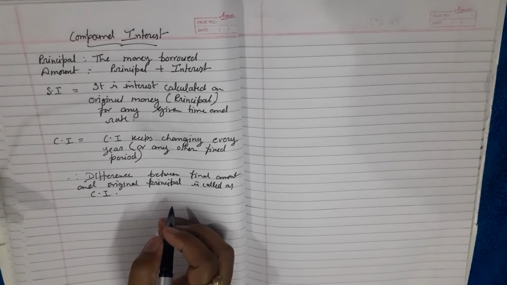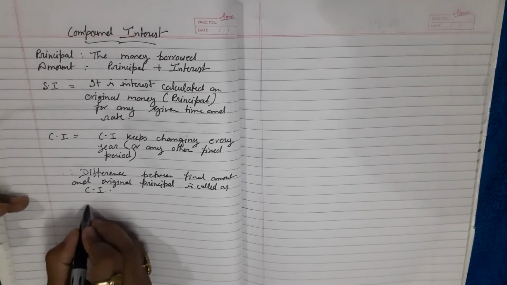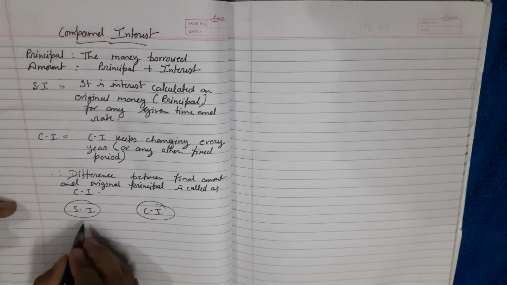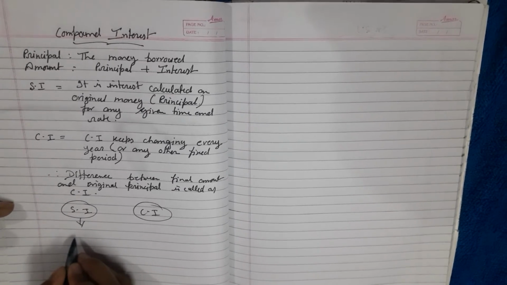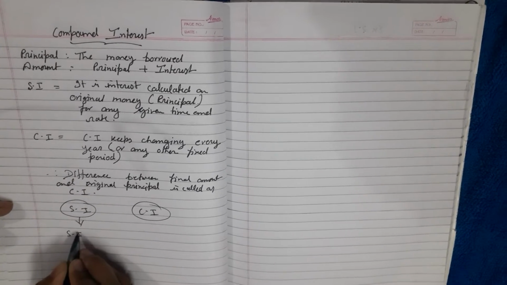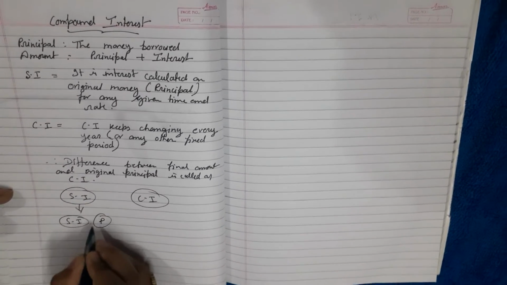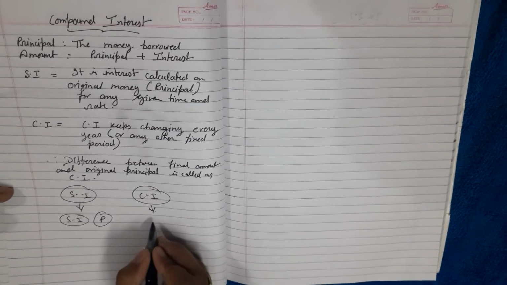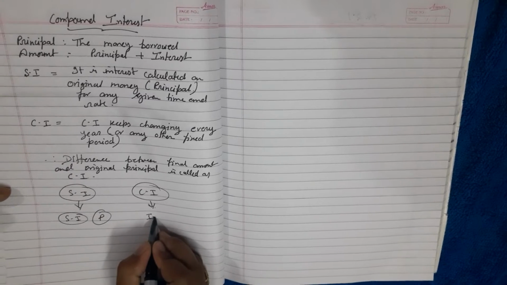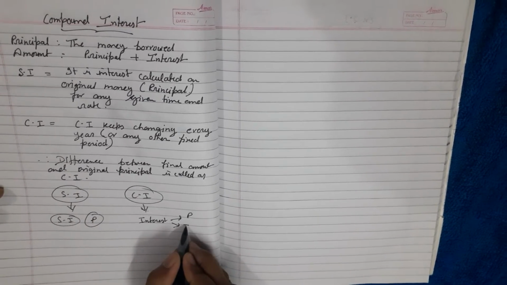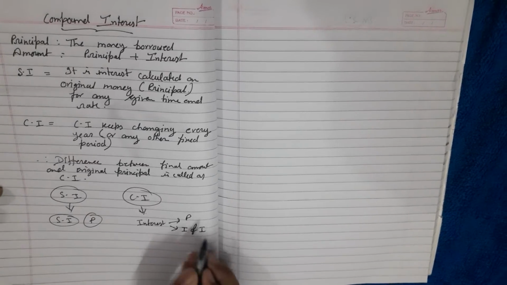In general language, we can explain simple interest and compound interest as: simple interest is just interest on the principal. Simple interest is interest of principal, only main principal, and compound interest means interest on principal as well as interest of interest after few years.